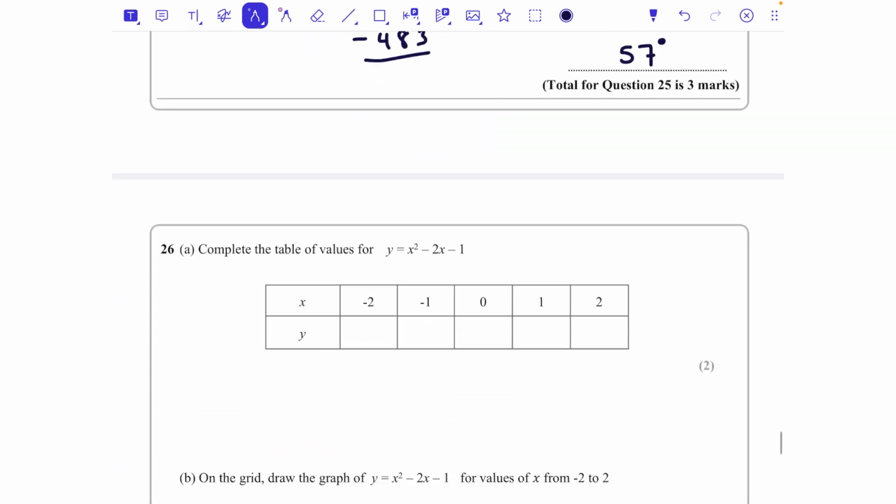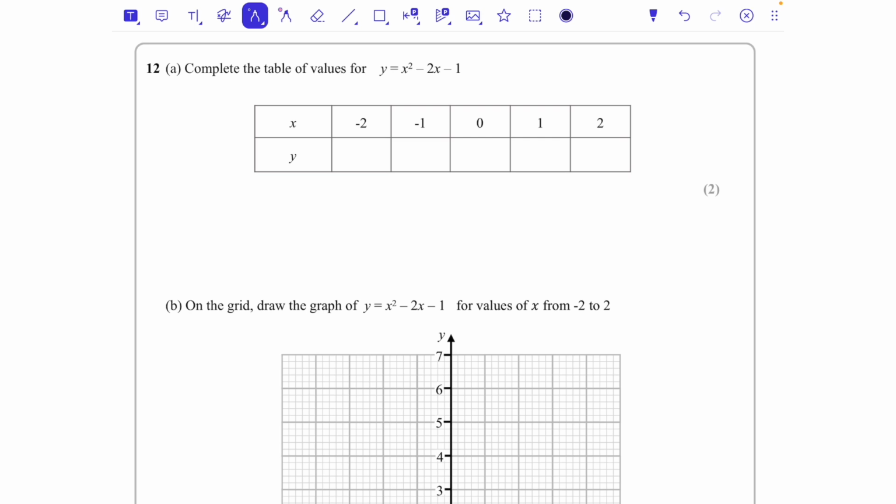Great. Question number 26. If this question comes up, you do now have a calculator for this. And there's a couple of different ways you can do it. I am going to upload a video on how you use your calculator to do this.